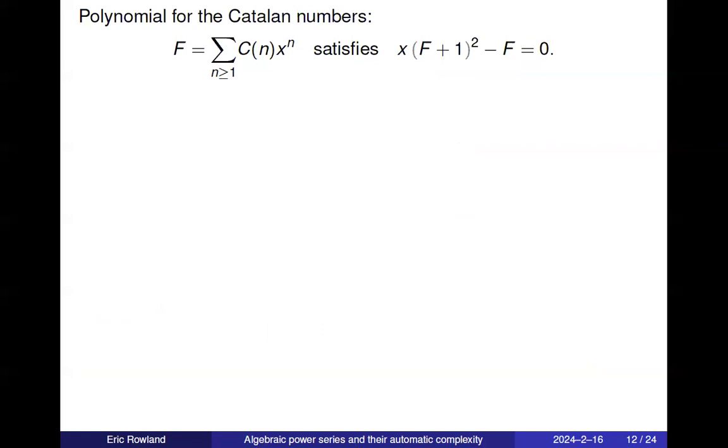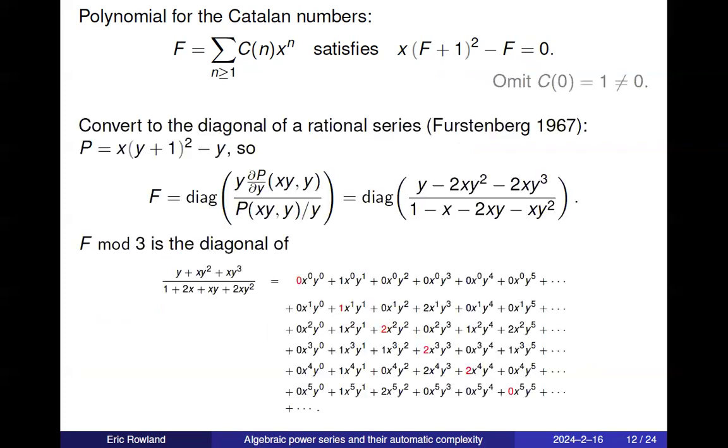So we take a polynomial for the Catalan numbers. This is the generating series for the Catalan numbers. I've chopped off the 0 term here, so this is a slightly different polynomial than we saw earlier. The reason I chopped off the 0 term is because, to convert an algebraic power series to the diagonal of a rational function, there's a condition where you need the constant term to be 0. This is a result of Furstenberg in the 60s.